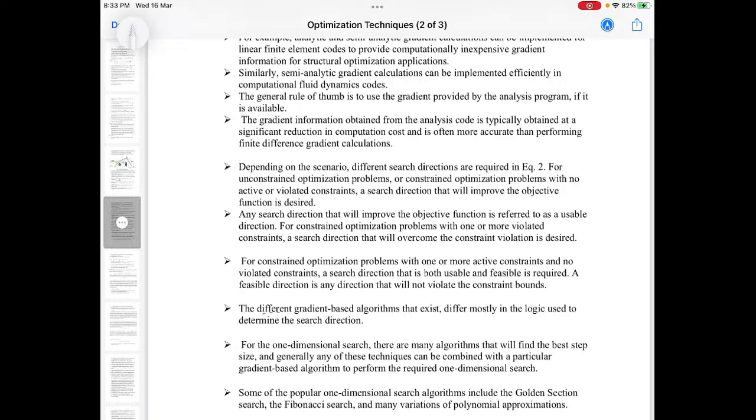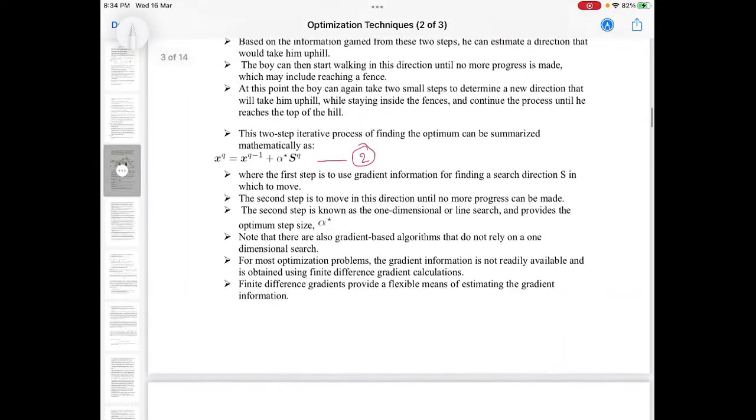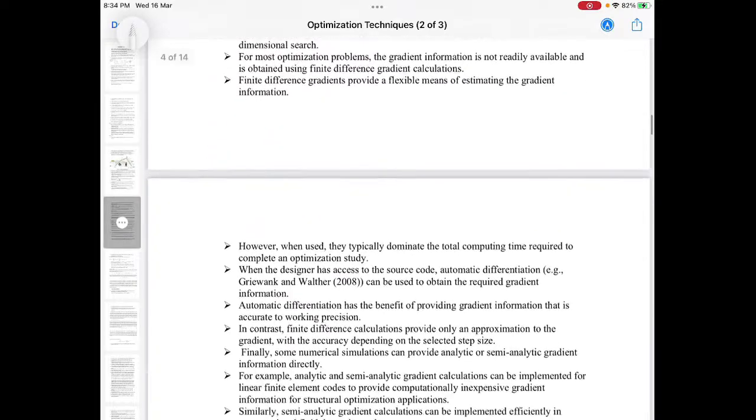Okay. The different gradient based algorithms that exist differ mostly in the logic used to determine the search direction. So we are discussing gradient based algorithms. We have to find the search direction, according to which we can calculate x raised to q. So actually the x raised to q value depends on the search direction, s raised to q.